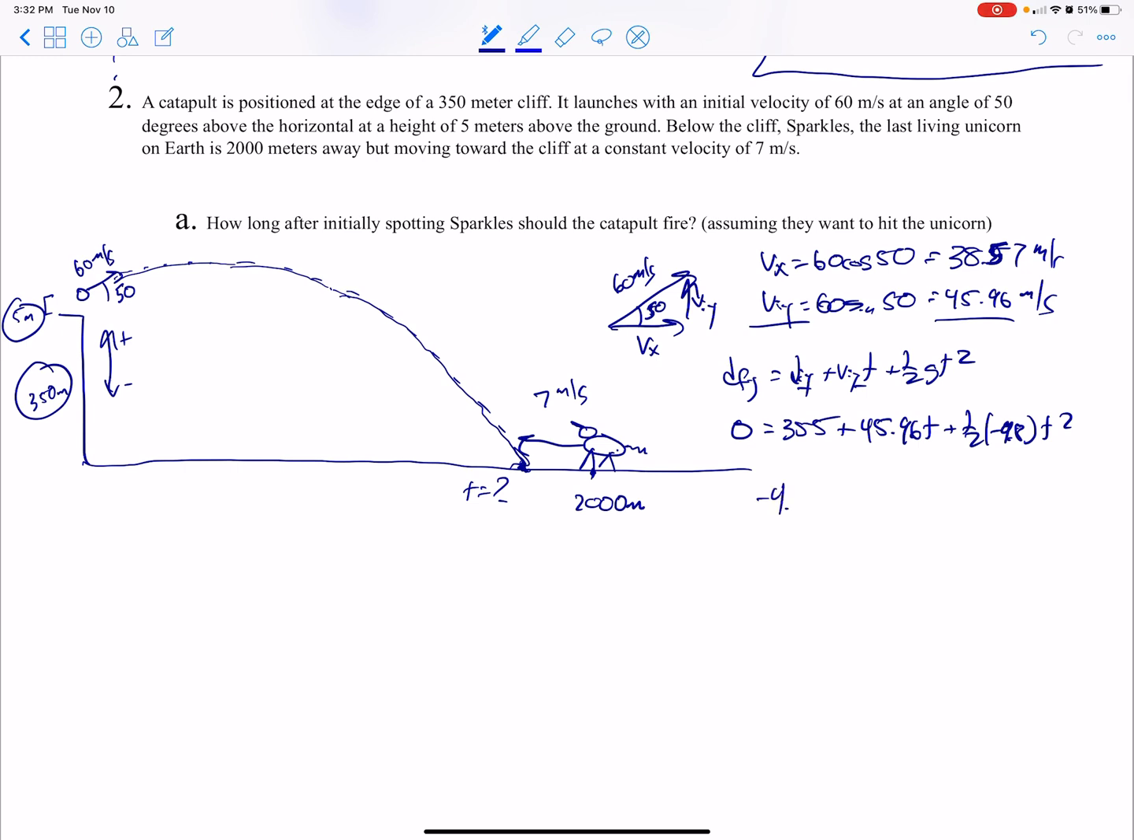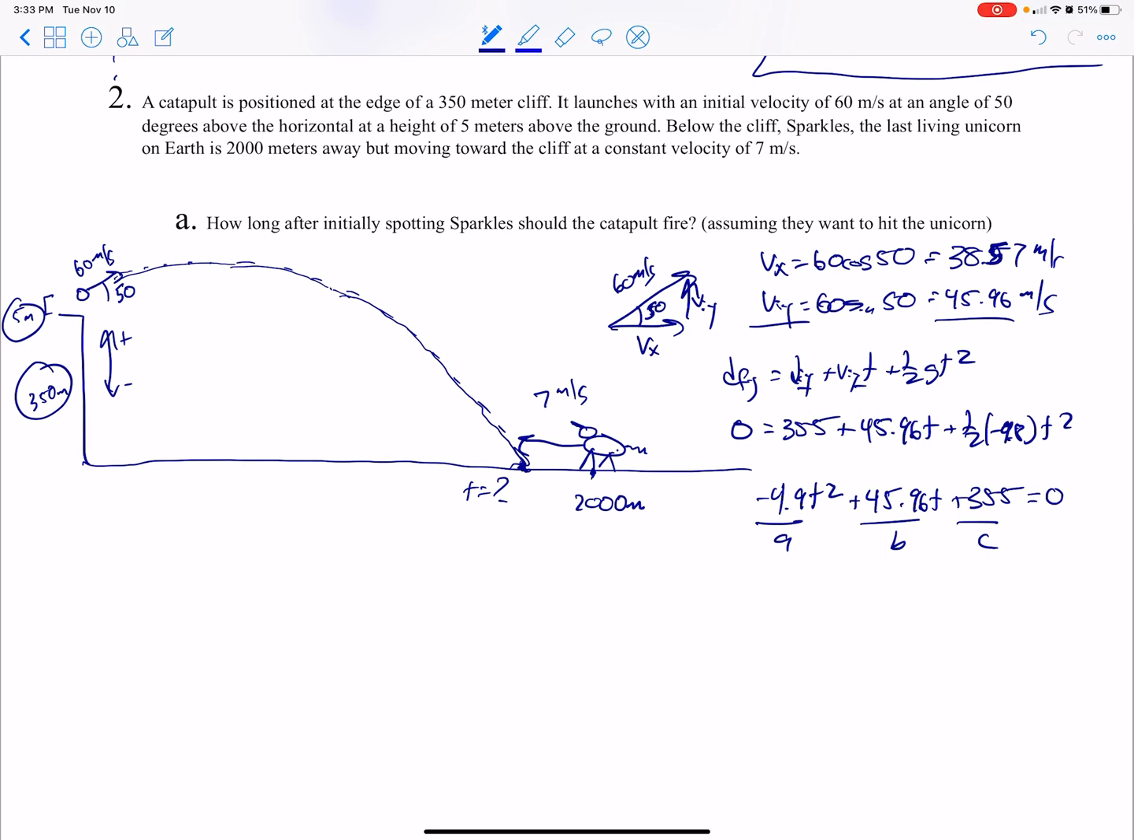So negative 4.9 t squared plus 45.96 t plus 355 equals 0. This is a quadratic. And I have a quadratic solver on my other iPad. So let me just crank this out real quick.